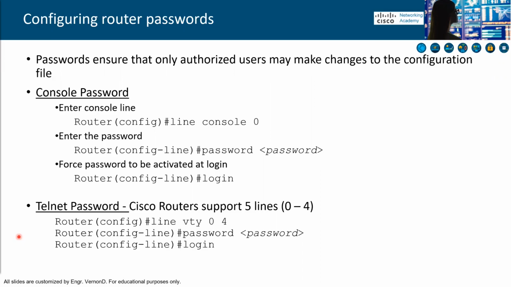Configuring router passwords. Passwords restrict access to routers through virtual terminal lines, console line, and privileged exec mode. Passwords ensure that only authorized persons may make changes to the configuration file. To enter a password in a console, type line console 0 for the first console, password, the name of your password, and login to activate the password. To enter a password in a telnet connection, type line vty 0 4, password, just type your password, and login to activate the password.